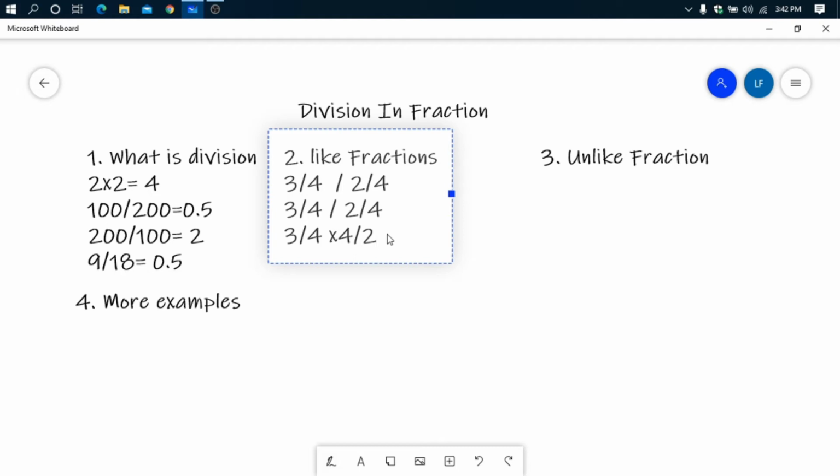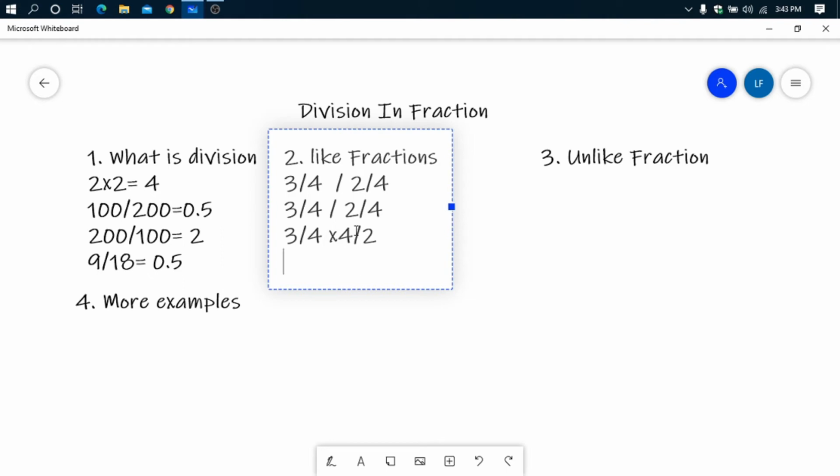And this also works for multiplication. For example, this is the sum 3 by 4 multiplied by 4 by 2. You can take the reciprocal of it, and this will become 3 by 4 divided by 2 by 4.